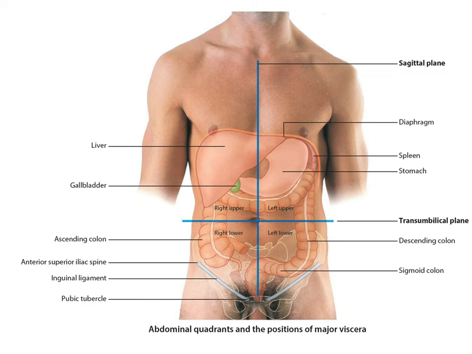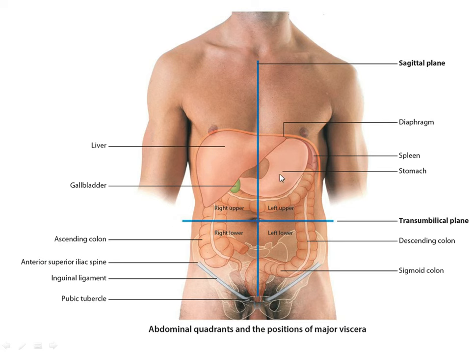Now when you see the organs of the abdominal cavity, they can be studied or positioned into different locations with the help of different planes. Over here, I am going to deal with the position of the different abdominal viscera with the help of these two lines. One is the vertical line that is passing through the midline of the body, and another is the horizontal line that is passing horizontally around the umbilicus. The lines are known as the median plane and the transumbilical plane.